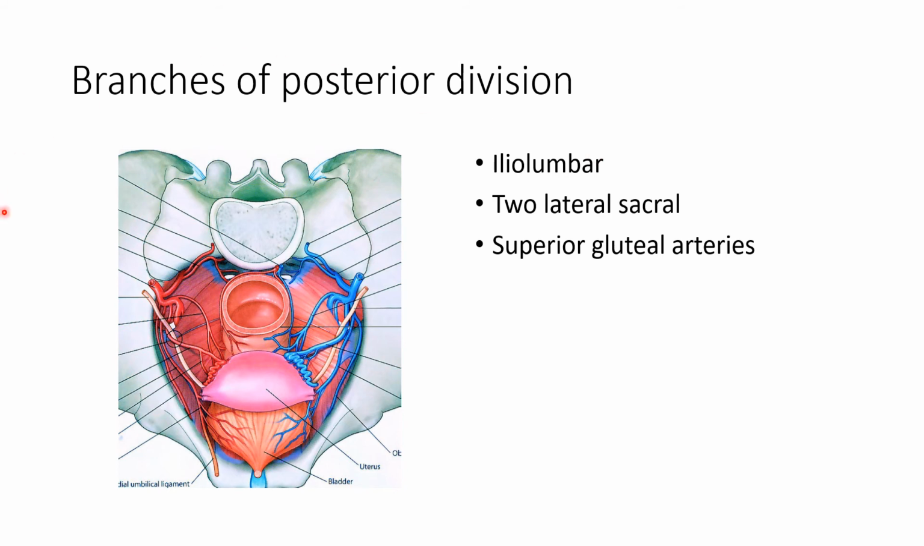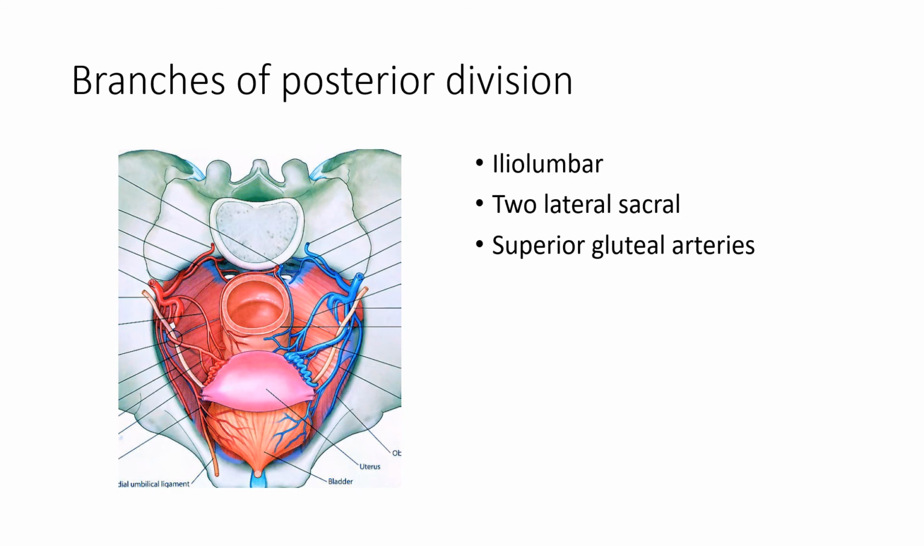Now veins. The veins of the pelvis correspond with the arteries. The veins of the pelvis consist of parietal and visceral sets, which follow the course of the corresponding arteries and drain mostly into the internal iliac vein. So this is the internal iliac vein, which corresponds with the artery.